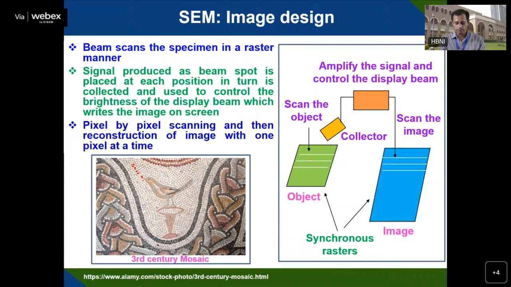You can see here, you have an object. On that object, you have a scanner, and the scanner scans the data, which is collected through a collector. Whatever signal you get is amplified, and finally it is displayed on a screen. You are able to see the internal structure of the material.